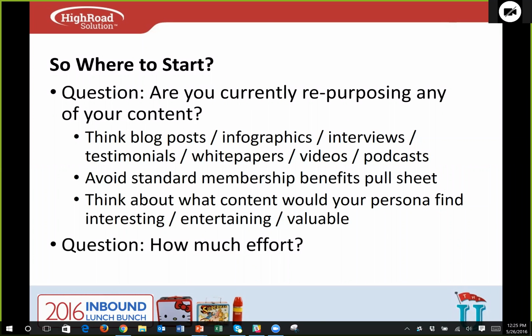The whole point of this, the evidence of benefits of membership, is to avoid having to rely on your membership benefits page, the one that has all the bullets as to here's why you should join and here are all the benefits. The whole point is to find content, repurpose content, create content that your targeted persona would find interesting, of value, entertaining, of high level of value. So you want them at the end of the day to say, that was worth it.